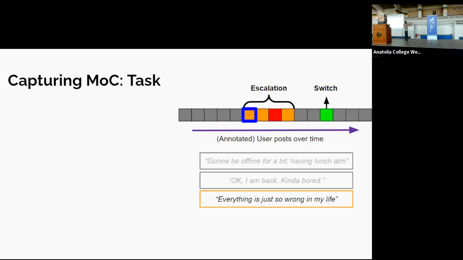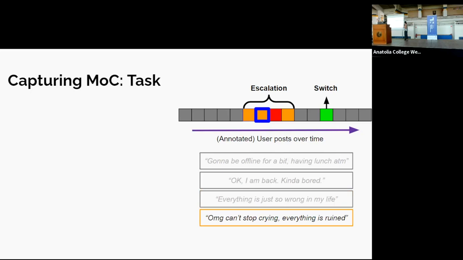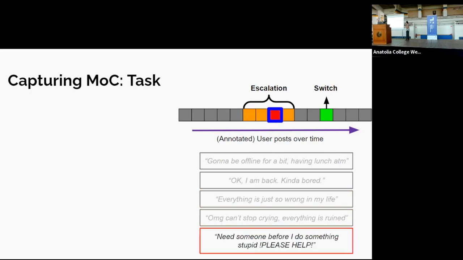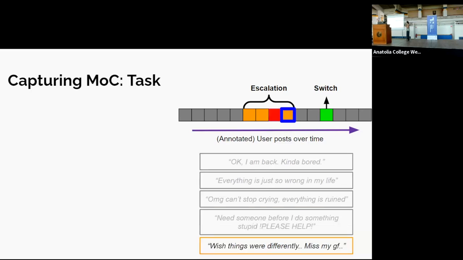And then it starts deteriorating. So everything is so wrong in my life. Oh my God, I can't stop crying. Everything is ruined. Need someone, please, before I do something stupid. So please help. So that's kind of the peak of the escalation. And then you have a de-escalation, like wish things were different.